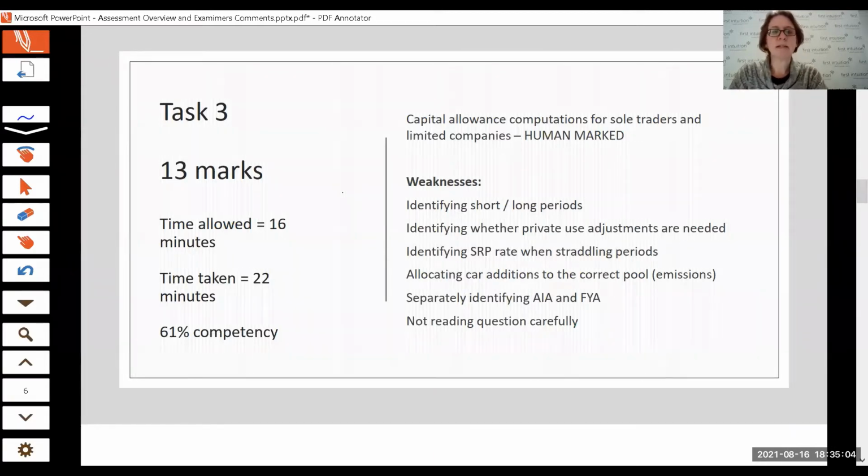So some of the weaknesses that have been identified by the examiner in this task are spotting if we have a short or long period and the implications of that.